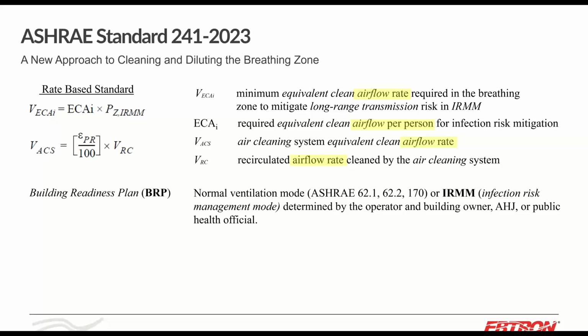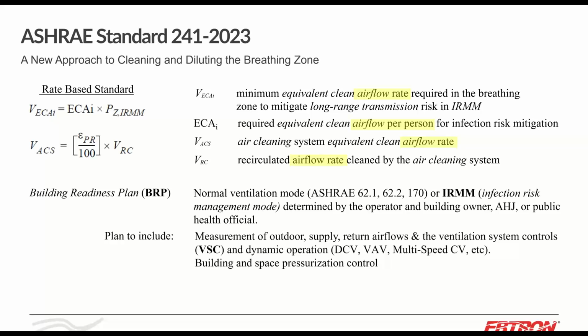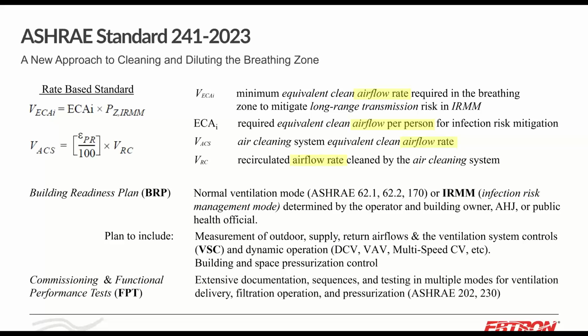There's a building readiness plan, and anybody that owns the building, or the local AHJ or health official, can determine when you go into infection risk management mode. And the plan has to be very complex, to include: have you tested all the modes of operation? As I said, most buildings are multiple speed. They have dynamic controls. Have you tested that you have the right pressurization under all these dynamic controls? Have you ensured that your outside air is providing the right amount of ventilation to all the spaces as well? And there's a lot of functional performance testing and commissioning that's required in this standard.